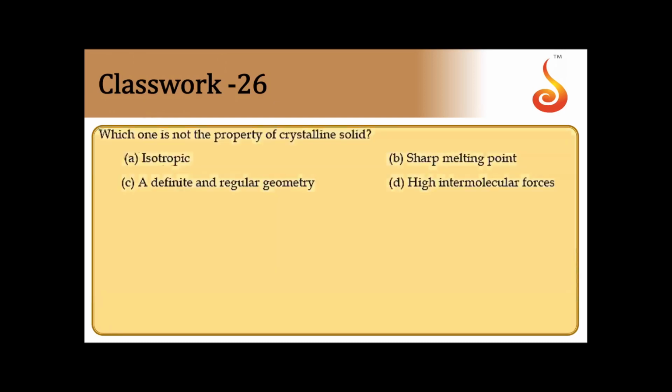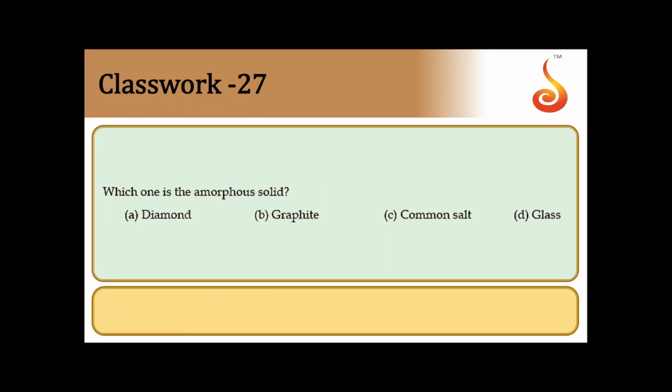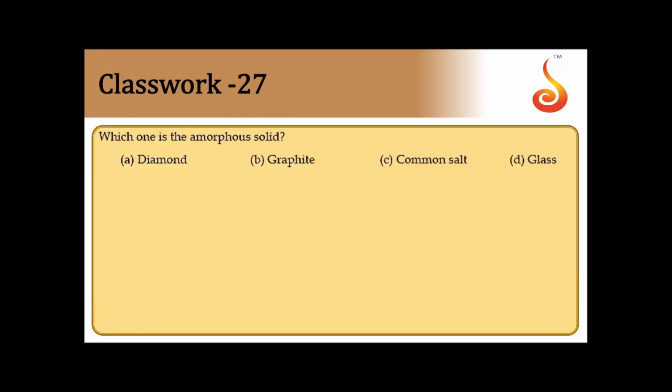Then comes the 27th one. Which one of the following is an amorphous solid? Diamond is a crystalline solid, graphite is crystalline, common salt is also crystalline. Glass is an amorphous solid. Glass, rubber, plastic are examples of amorphous solids. So answer D.